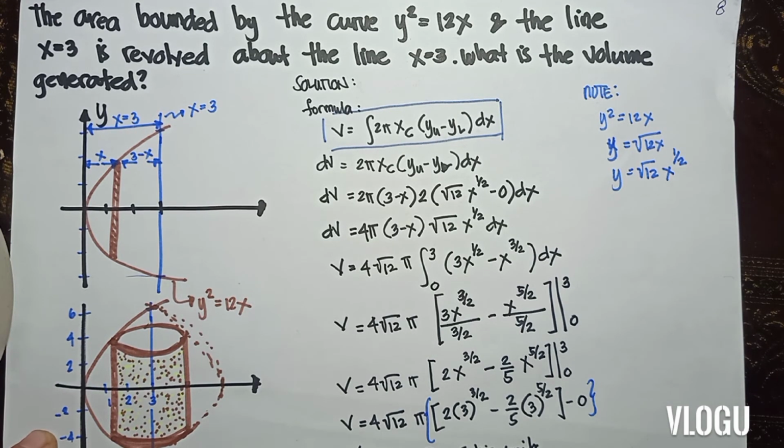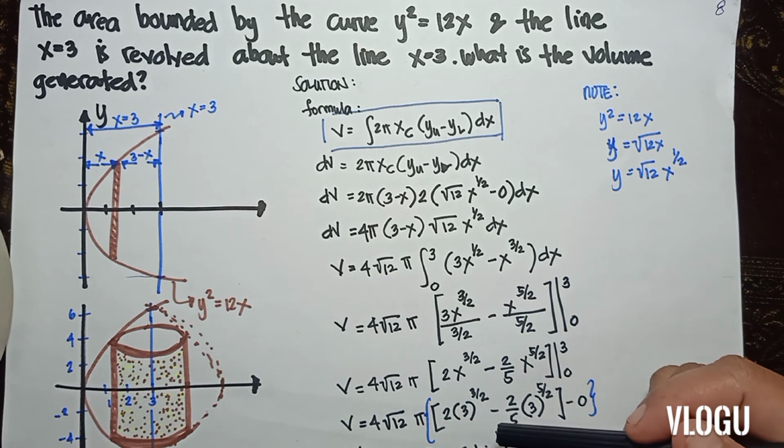Okay, the next example: the area bounded by the curve y squared is equal to 12x and the line x is equal to 3 is revolved about the line x is equal to 3. What is the volume generated?